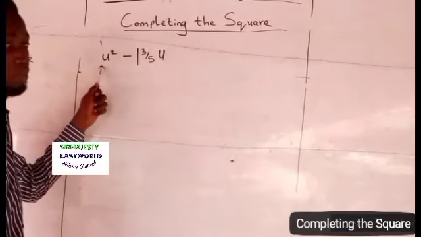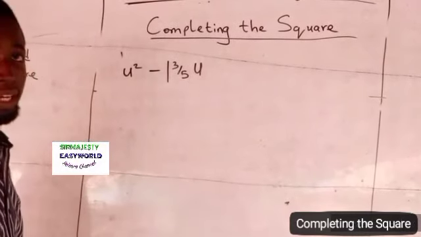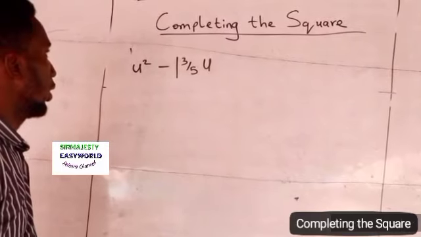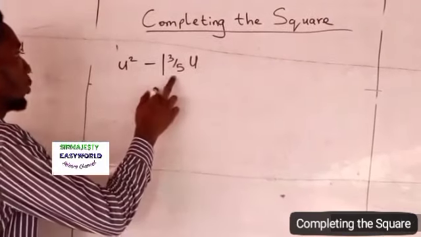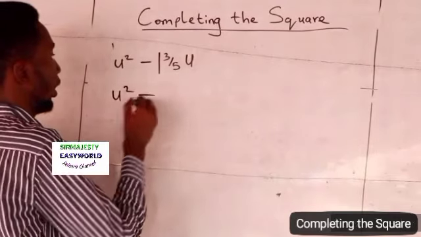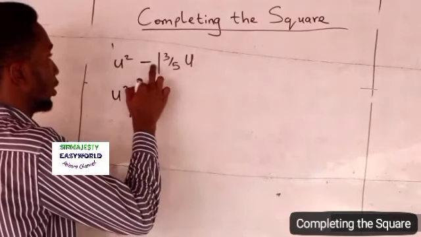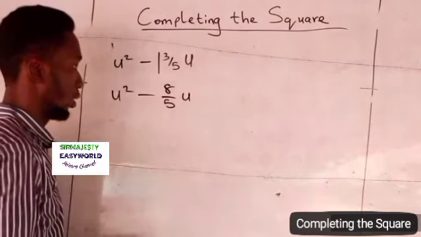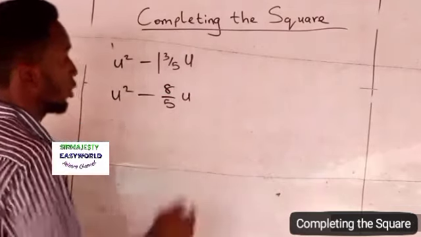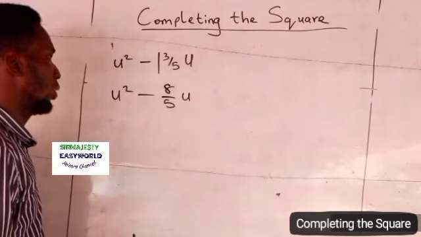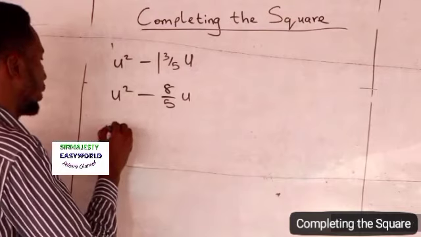Okay, so in this example here, we are asked to find what must be added to this expression to make it a perfect square. So without wasting time, we convert this mixed fraction here into an improper fraction, which is 5 times 1 plus 3, that is 8 over 5 u. So this is the expression we have, and we want to find the term that makes this expression a perfect square. So we can do this by using the formula for our k.